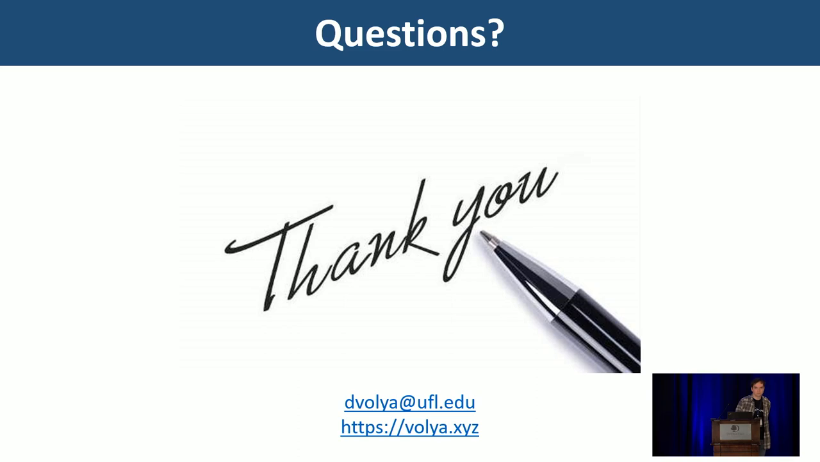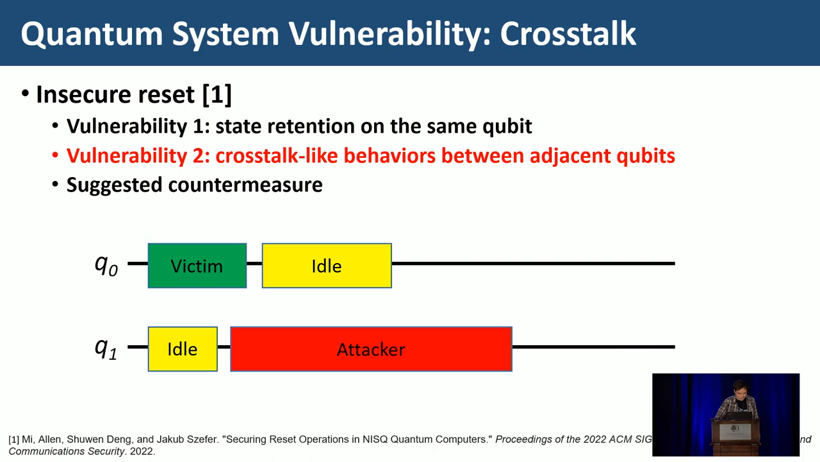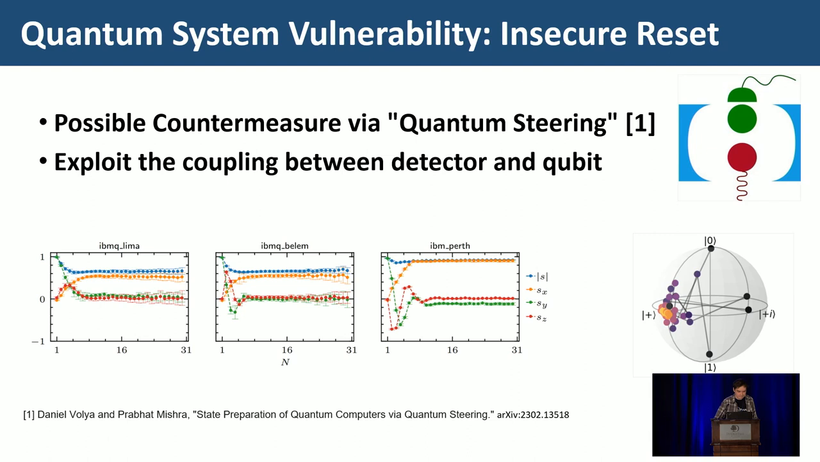From the audience: I have a quick question. For the quantum system vulnerability, what would be the attack surface? How can the attacker trigger the vulnerabilities? Sorry, could you repeat the first part? For the quantum system vulnerability? Quantum system vulnerability. Okay. How can the attacker trigger or exploit those vulnerabilities?